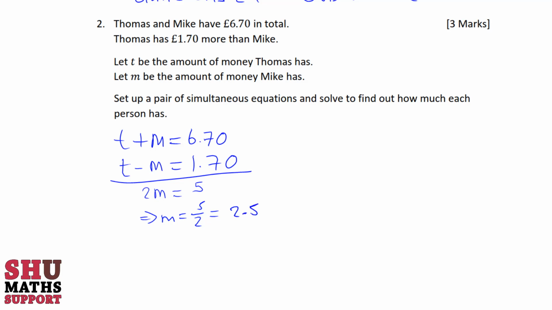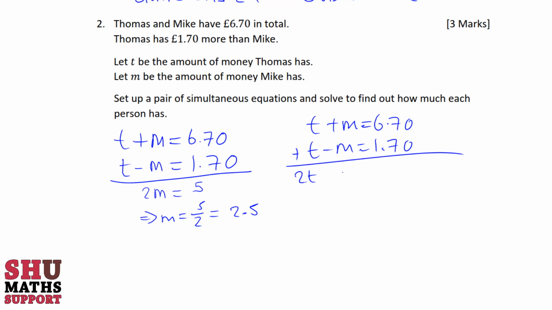And then we'll do the same for T, so we have T plus M is equal to £6.70 and T minus M is equal to £1.70. In this case we'll just add them together, so we have T plus T, which is 2T, M plus minus M, which is 0, and £6.70 plus £1.70, which is equal to £8.40. So this implies that T is equal to £8.40 divided by 2, which is equal to £4.20. Which means our solution is M is equal to £2.50 and T is equal to £4.20.